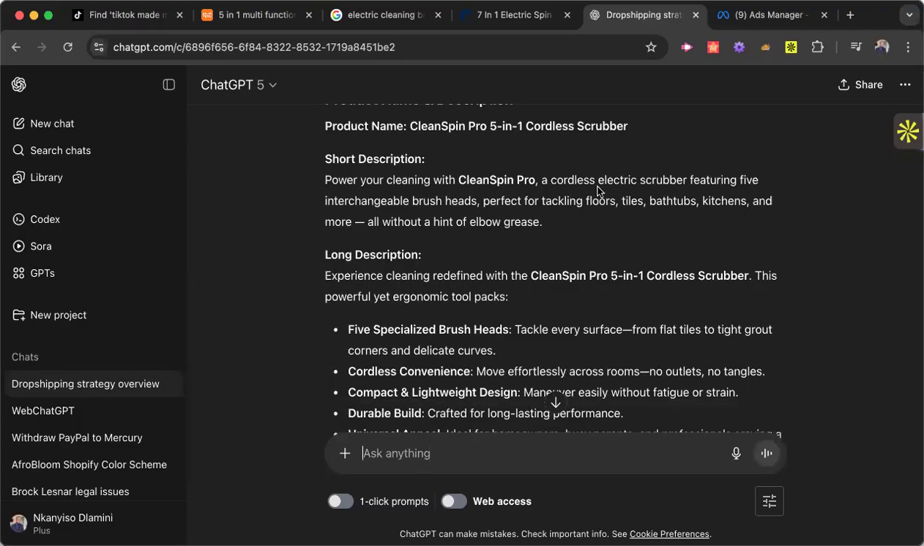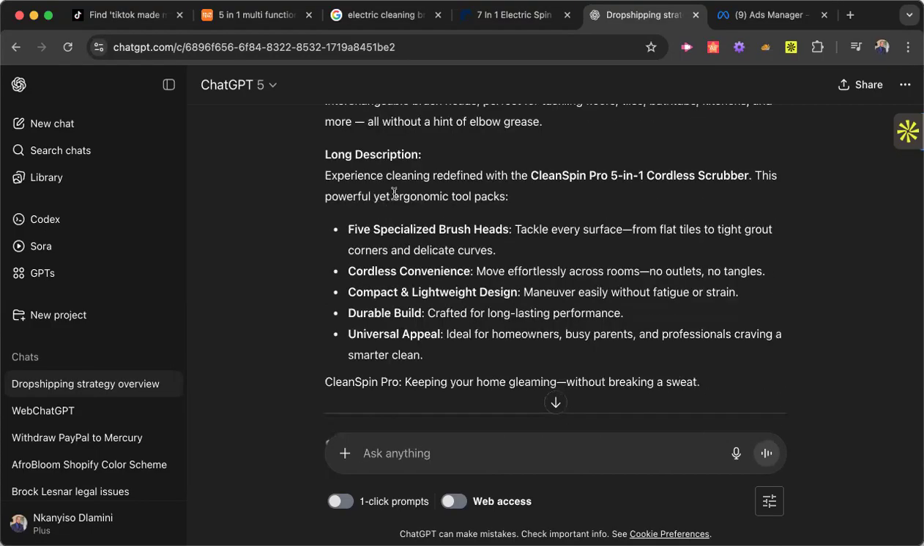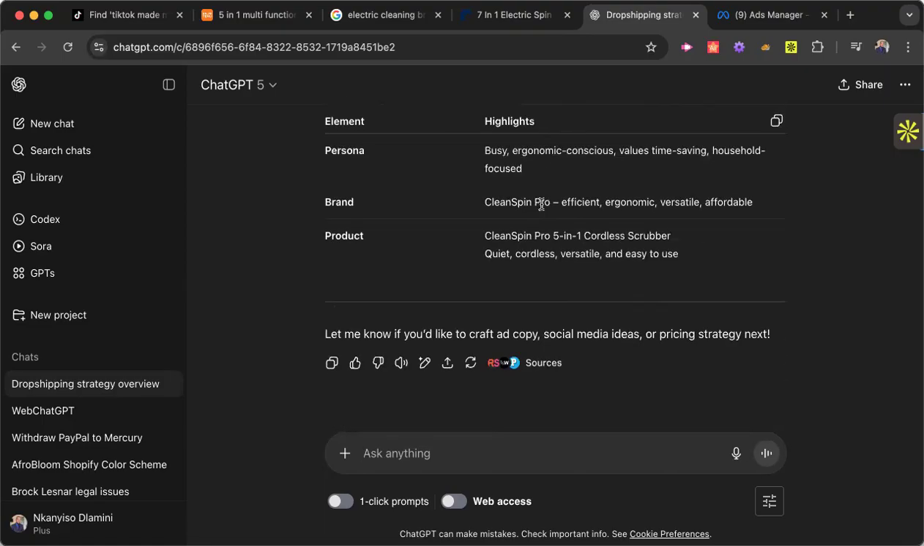So now let's go to our product description: Power your cleaning with Clean Spin Pro, a cordless electric scrubber featuring 5 interchangeable brush heads, perfect for tackling floors, tiles, bathtubs, kitchens, and more. Can you see? Instead of telling you about product details and specifications, this product description is telling you how this is going to make your life better, how to use this. And that's a short description. Here's a longer description. Experience cleaning redefined with the Clean Spin Pro 5-in-1 cordless scrubber. 5 specialized, so all of these kind of things is what we want.